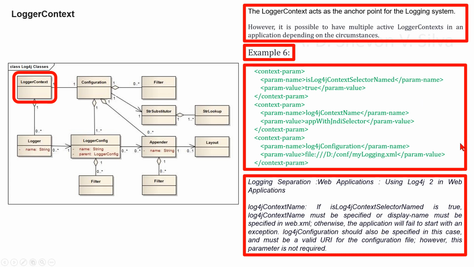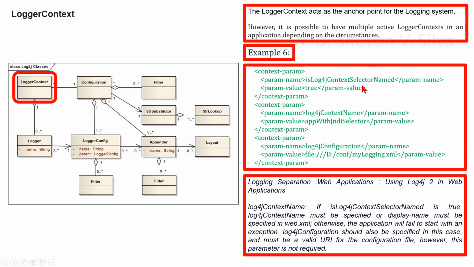When specifying these context parameters, you must specify them in a deployment descriptor web.xml, even in a servlet 3.0 or newer application. If you add them to the servlet context within a listener, Log4j will initialize before the context parameters are available, and they will have no effect.